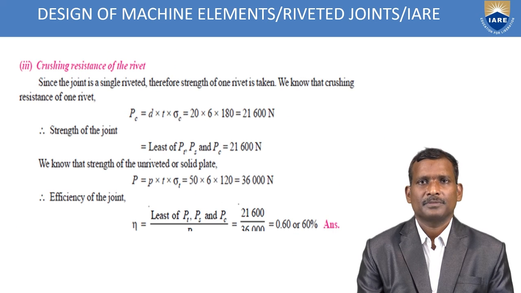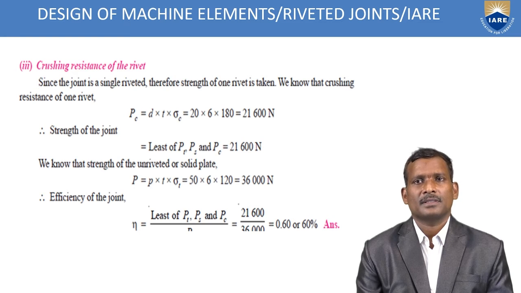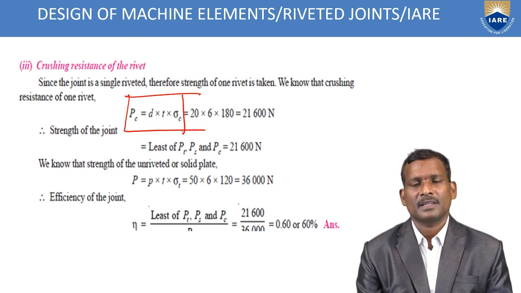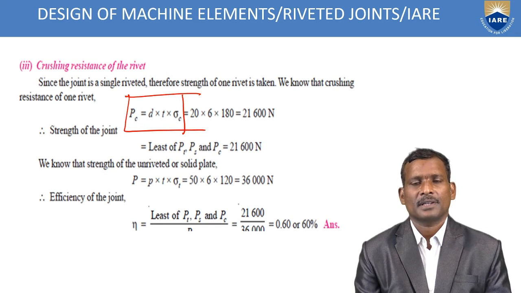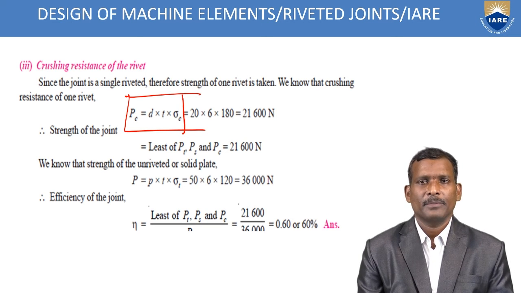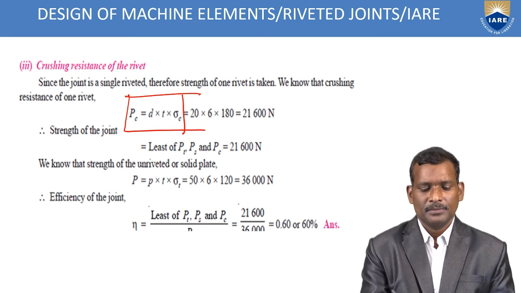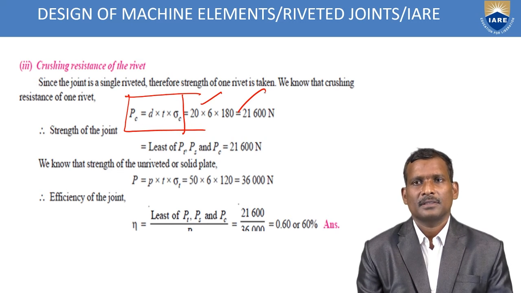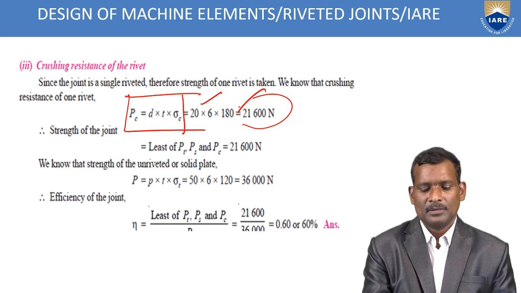Directly you can substitute. Next one is the crushing resistance of the rivet. Crushing area multiplied with crushing stress gives the strength of one rivet, that is the crushing resistance of one rivet. So here multiply d, which is 20 mm diameter, and t, the thickness of the plates, 6 mm, and sigma C, the crushing stress. So we will get 21,600.